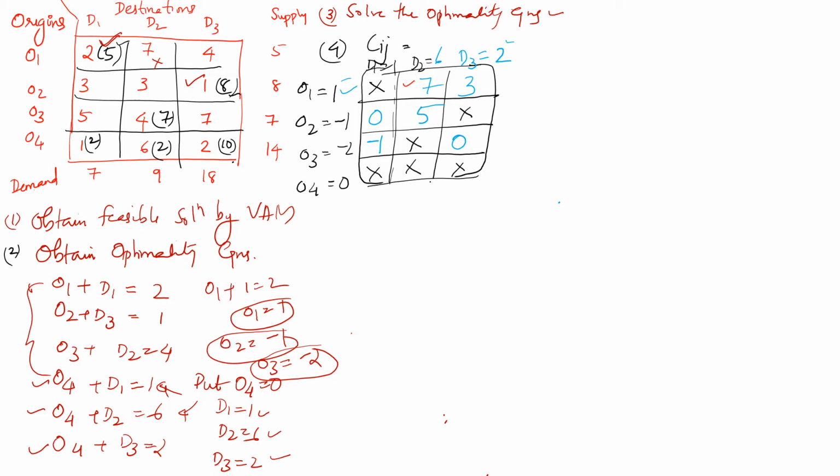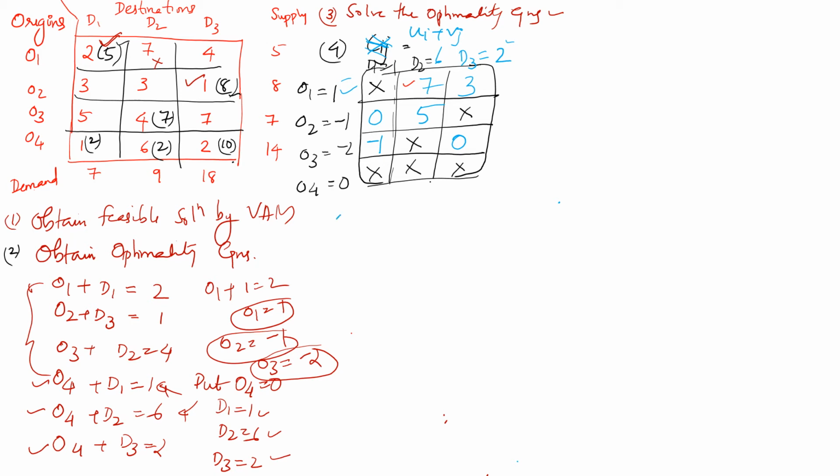This matrix is known as. This matrix is not Cij matrix. My mistake. Really sorry. This matrix is known as Ui plus Vj matrix. Clear? This is not a Cij matrix. This matrix is known as Ui plus Vj matrix. Sorry, it will be very difficult for me to do it again. So, just cut the name as Cij. Just write as Ui plus Vj matrix.